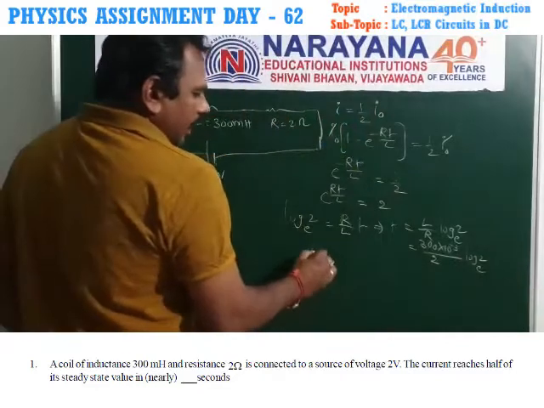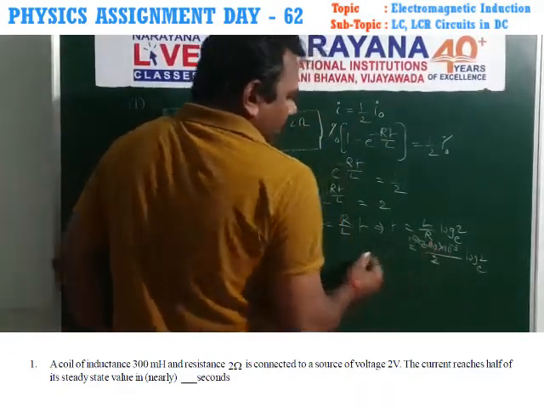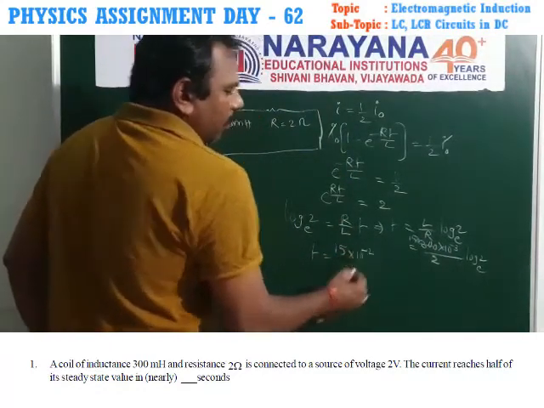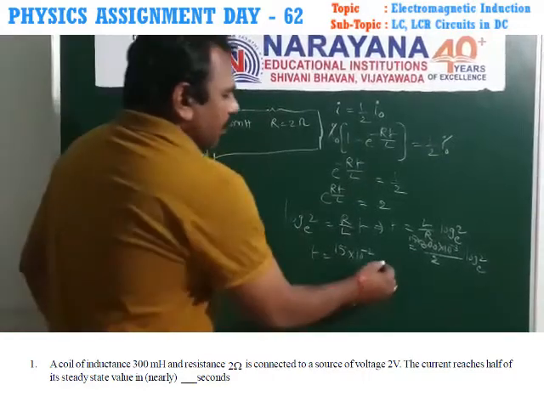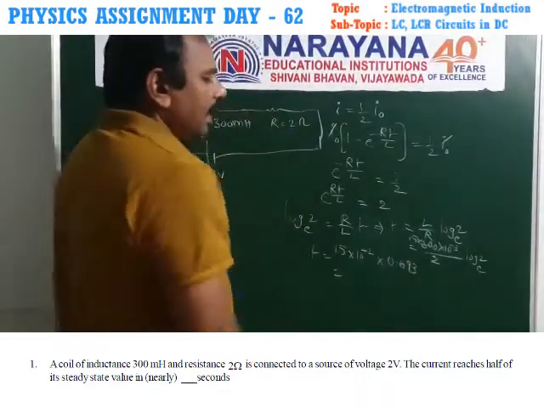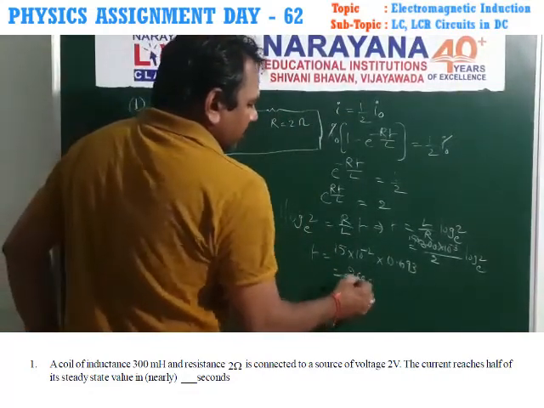So finally the time taken becomes 150 times will be cancelled. So 50 into 10 power minus 2 into log 2 base e, which is 0.69. After calculating this value, we get nearly 2 seconds.